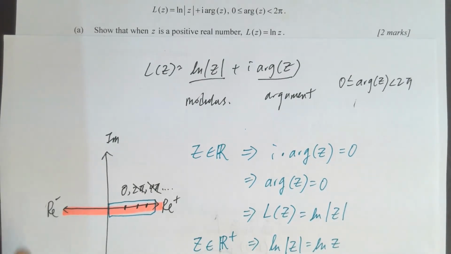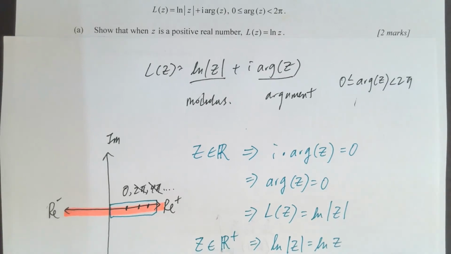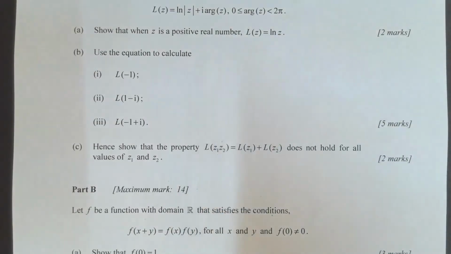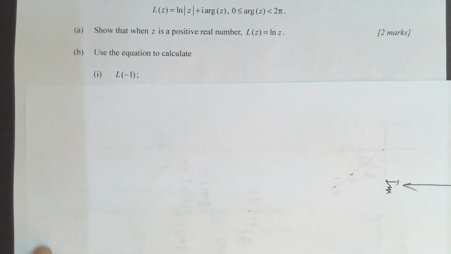Interesting, all right? So I think this is a really interesting question because it tries to come up with a new form for complex numbers, to find an interesting representation of a real number. Now, the second part of the question, let's take a look. Use the equation to calculate L of -1.